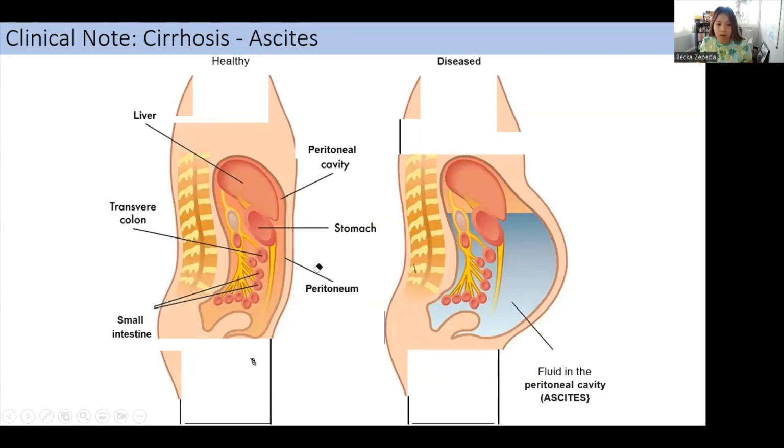So this is a normal person without ascites. That's what their abdominal cavity looks like. But when you have ascites, because you're not producing enough albumin, you can have that fluid buildup.